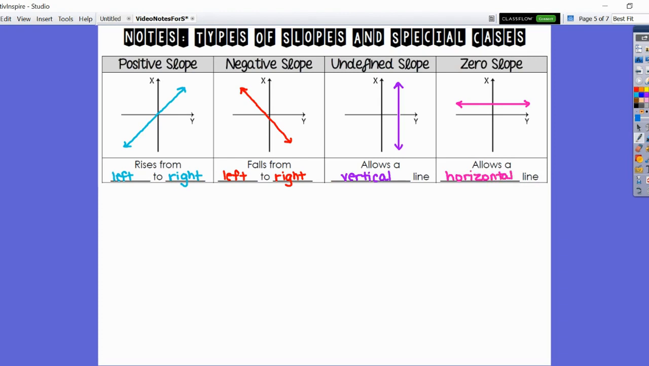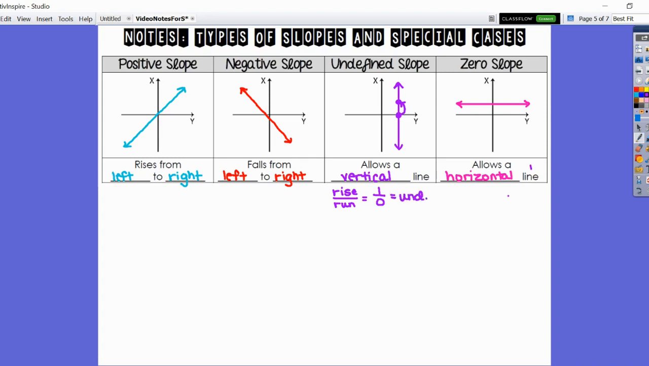To help us remember here, for undefined, I can count from point to point. If I count from point to point here, I'm counting rise over run as a reminder from last lesson. And that's going to be rising 1, but running none. I don't go anything left to right. I just go up 1 to get from one point to the other and over 0. When I divide that in the calculator, I get an error, which means undefined.